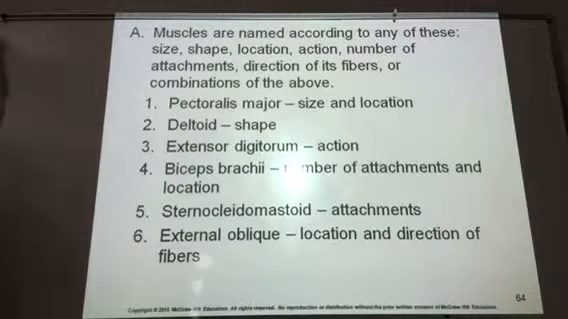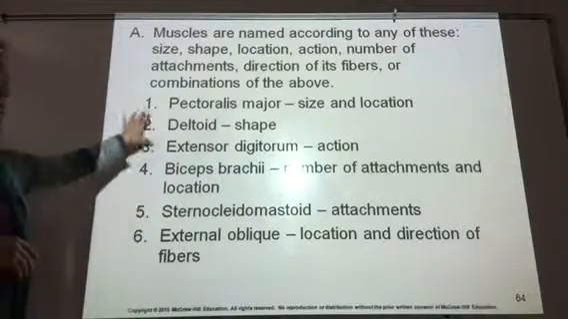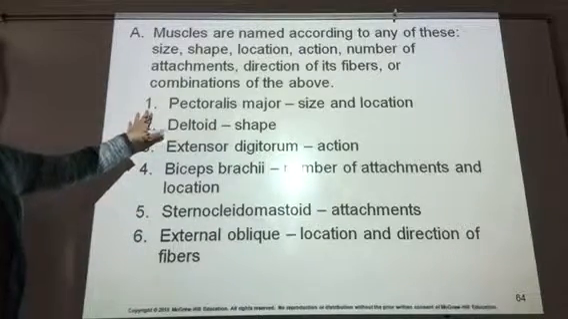However, all muscles are named according to multiple things. They might be named according to size, shape, location, action, what they do, number of attachments, what its fibers are like, or combinations of those that are listed. So these are just 6 examples. And these 6 are common muscles that you should know.